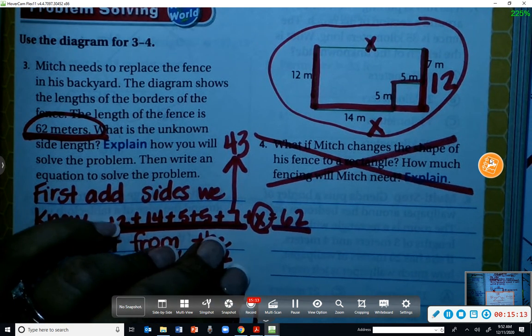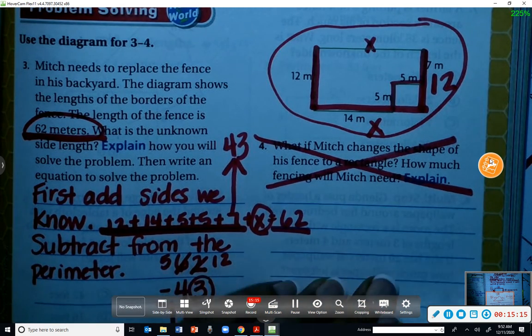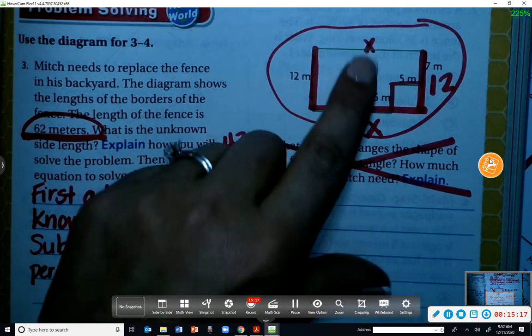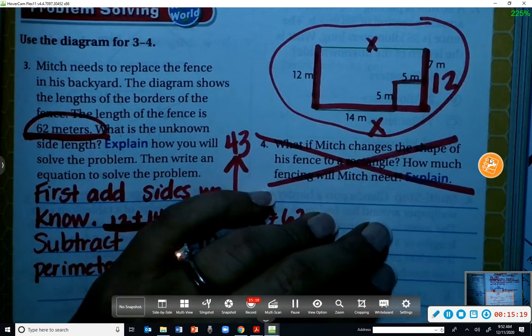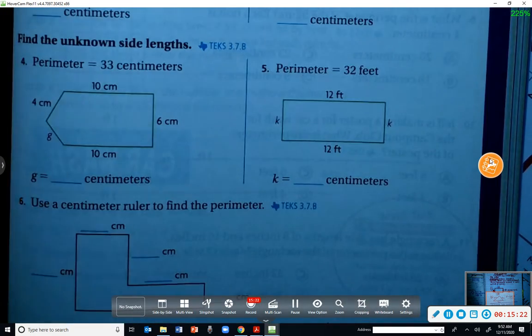Okay, so the steps would change a little bit. What would be that one extra step you would have to do since there's now 2 missing sides? Divide. Good. All right, let's go on. Number 5.